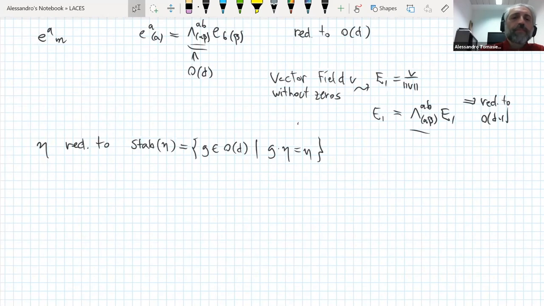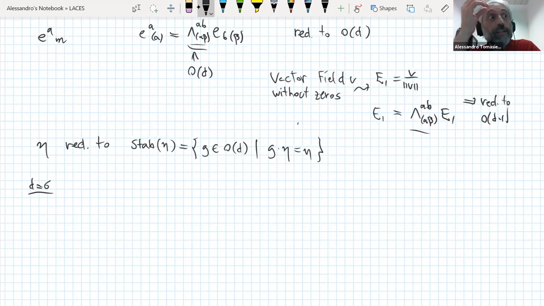We can compute this, for example, in a specific case. Let's take d equals 6. This will be important for us because it will be the dimension of the internal space for type II.